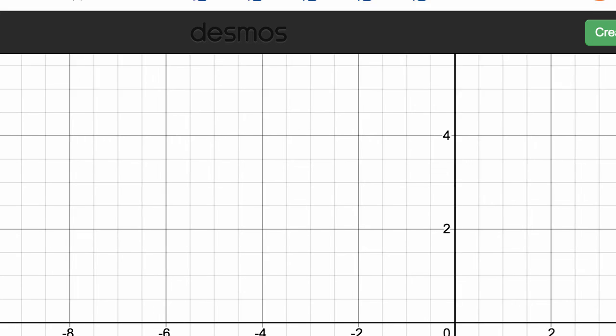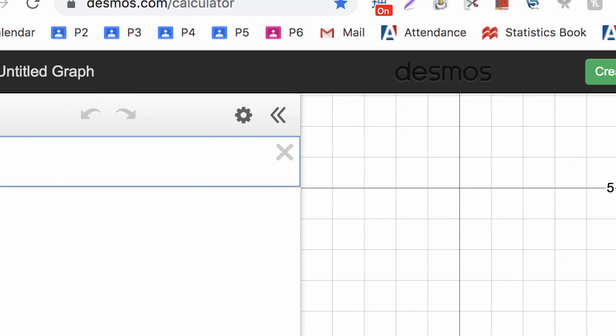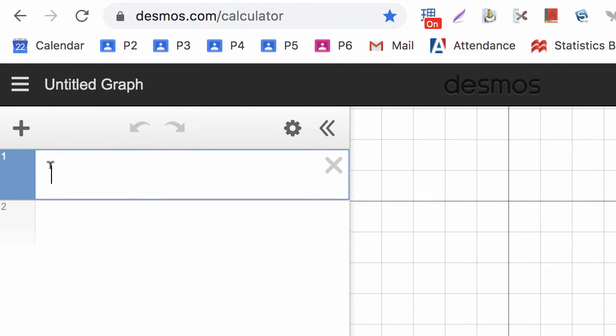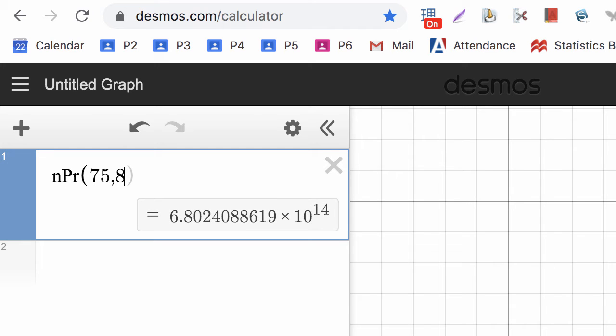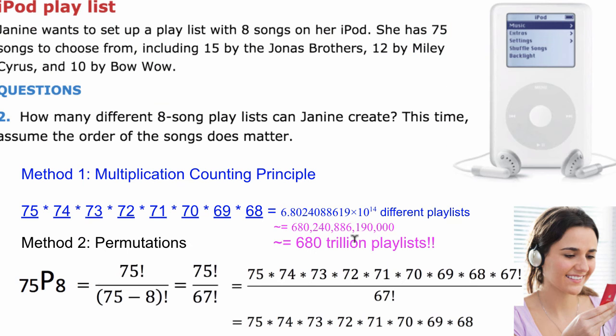Again, you can go to Desmos and just type in lowercase nPr, parenthesis 75 comma 8. And that gives you this gigantic number, which is 6.8 times 10 to the 14, which means you're going to move the decimal 14 times. Try to write that out. It's 6.8 times 10 to the 14th, which is about 680 trillion. So that just shows you how fast things increase. 2-song playlists, about 5,000. 3-song playlists, about 400 something thousand. 8-song playlists, 680 trillion possibilities. Crazy.